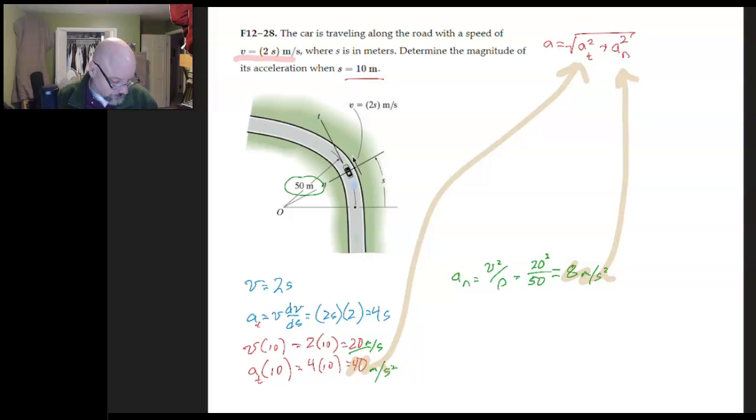Now we're going to look at another one where we may have to use a little trickery in order to come up with our values. But again, we're going to look for an a sub t, we're going to look for an a sub n, and that's good to go.